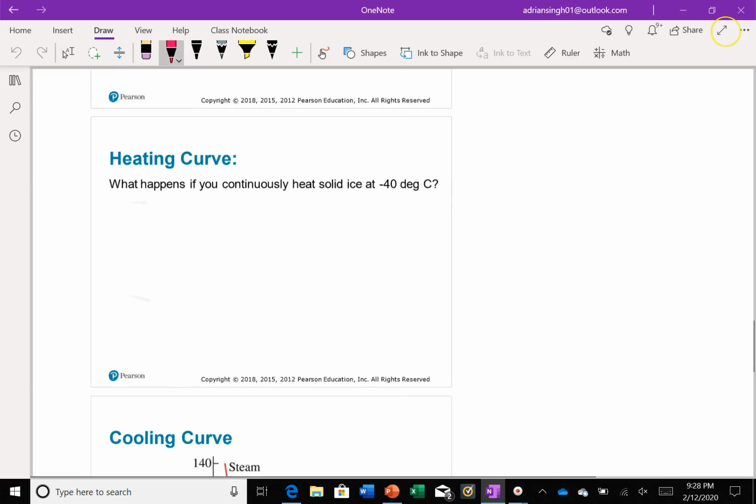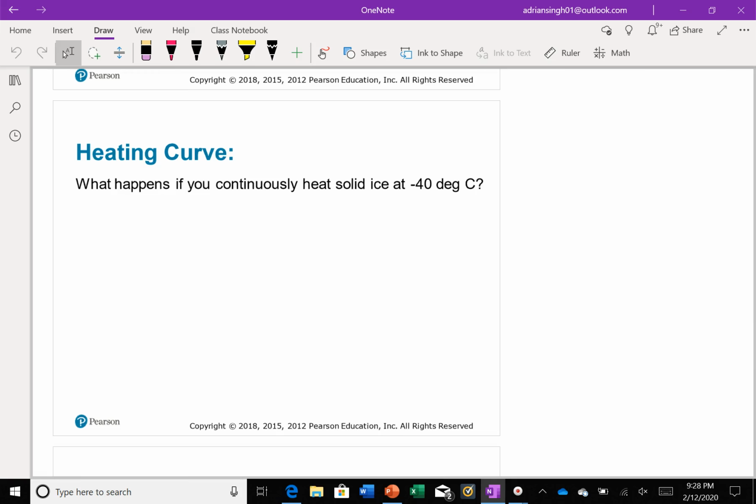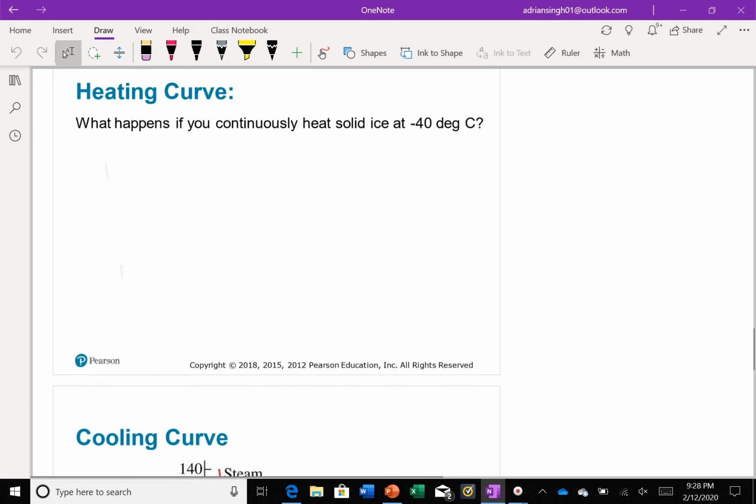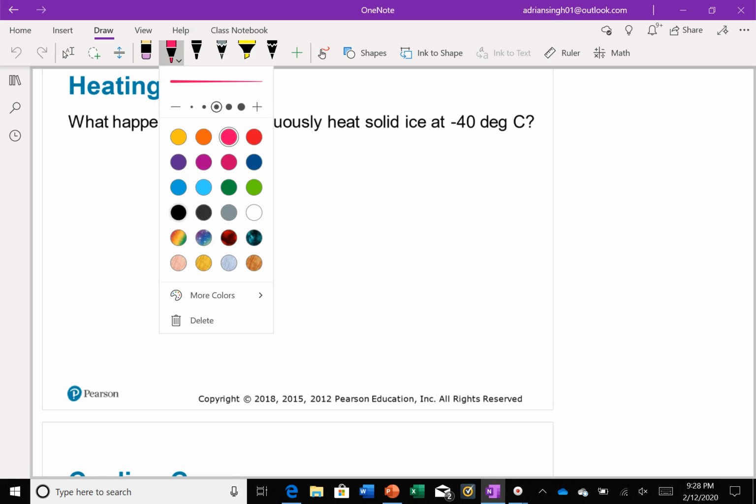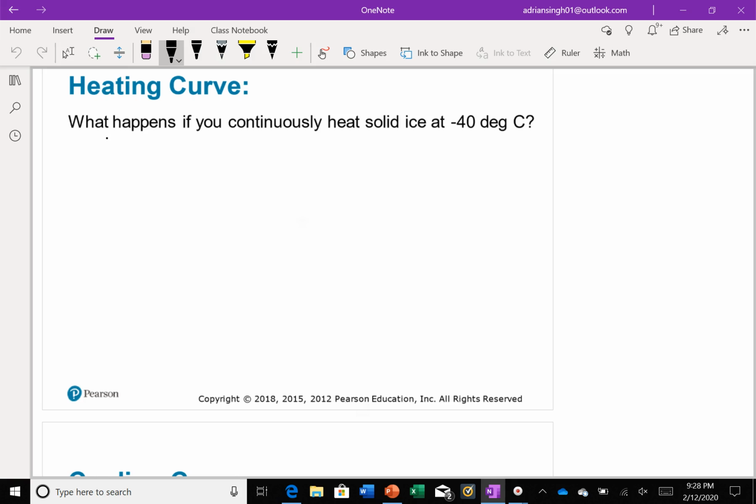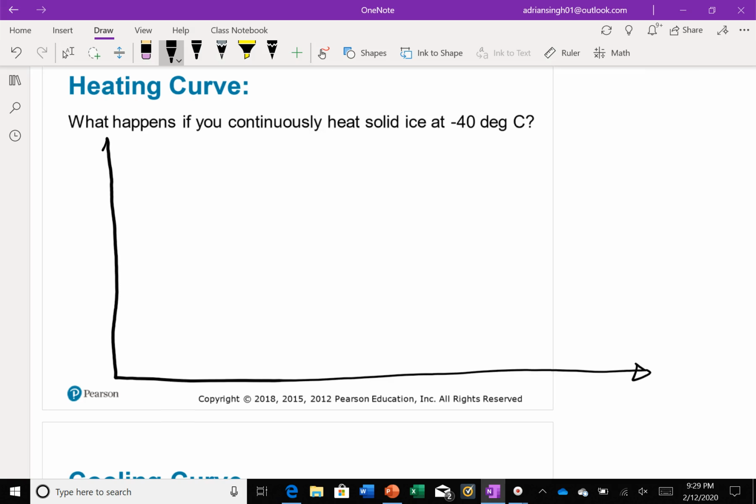All right, so we're going to finish up our discussion of chapter 3 here. We're taking a look at a heating curve, which is where we're going to plot what happens to a sample when we start to heat it from a really low temperature all the way up to a really high temperature. So we're going to be looking here at a sample of ice at a really cold temperature and looking to see what happens to its temperature when we start applying heat to the system.